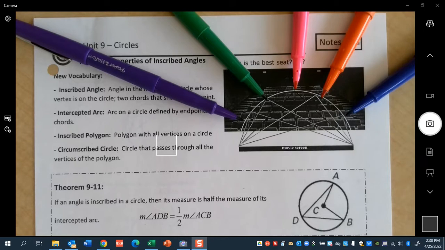Which is the best seat? Try to talk to your partner. Go. Most pinks, some oranges and greens, and no blues and purples. You want to know what the answer is? Purple. Green, orange. They're all great seats. What? They all have the same view.